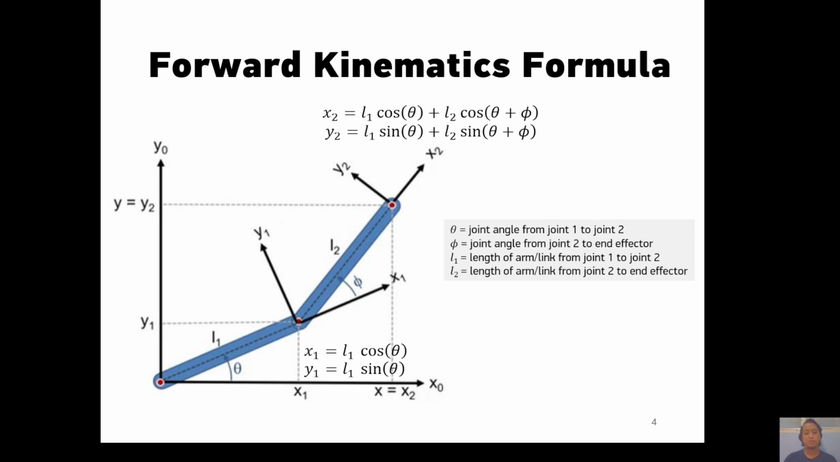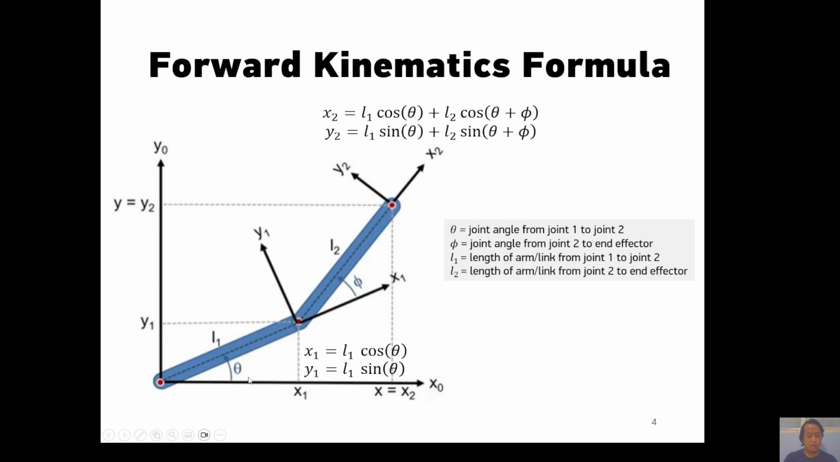Forward kinematics. This is the two planar robot. We have this one, which represents the joints. There are two joints. This is joint 1, this is link 1, and this is joint 2, and this is link 2. L1 represents the length of link 1 and L2 represents the length of link 2.